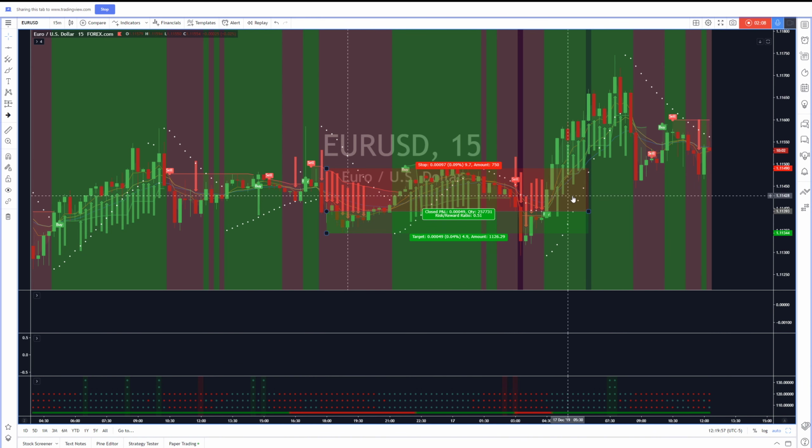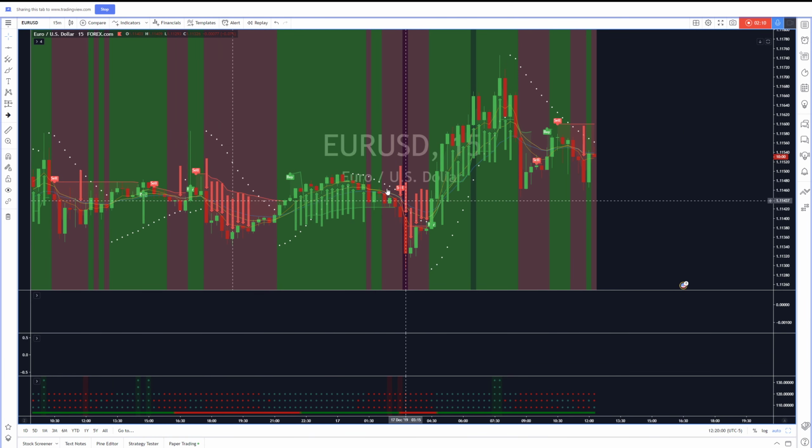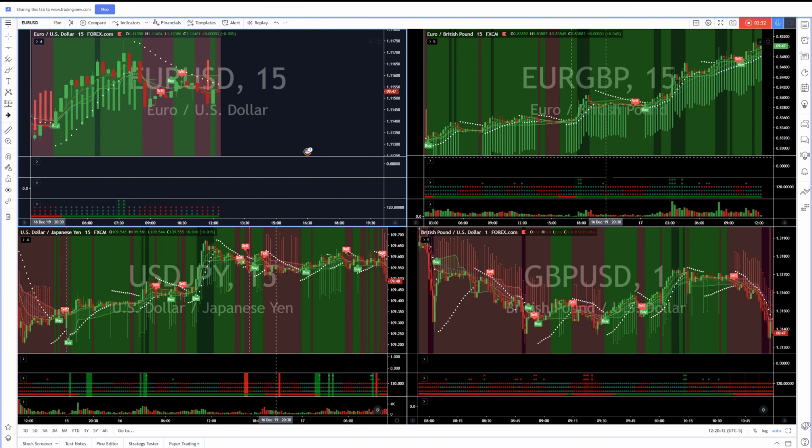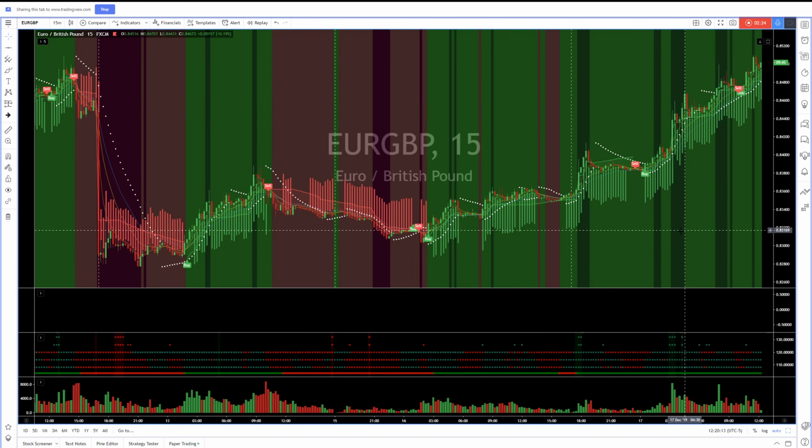And then another move here would be here to up a small bit. It's a very small move there. And again, another big move there. So that's Euro US dollar.